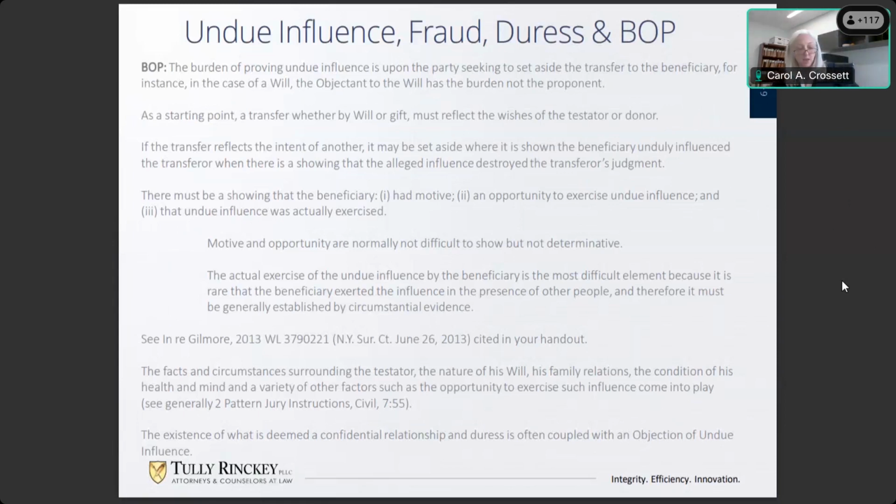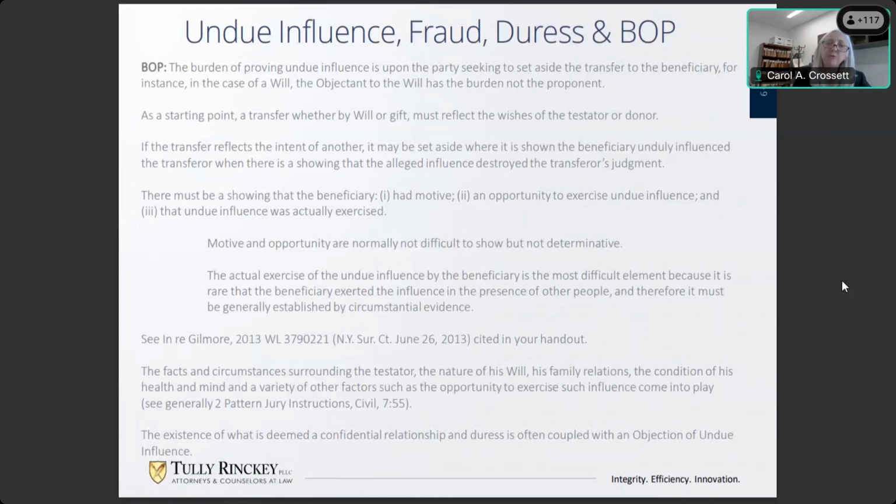And there must be a first showing that, first of all, the beneficiary had a motive and an opportunity to exercise undue influence. Those showings are really simple. Motive and opportunity, they're usually always there. Those are really easy and not difficult to show. But what's difficult to show is the actual exercise of the undue influence by the beneficiary. That's the most difficult element, because there's several factors. It's often taken from circumstantial evidence because there's no one around.